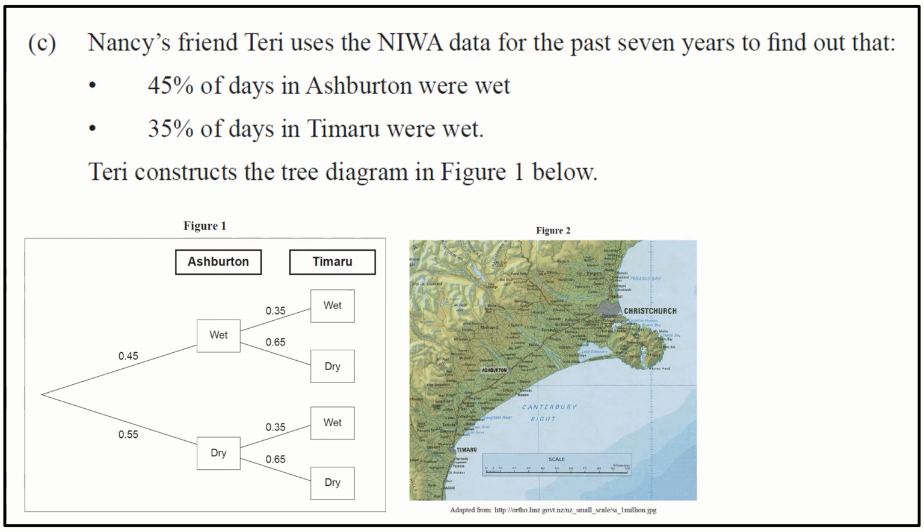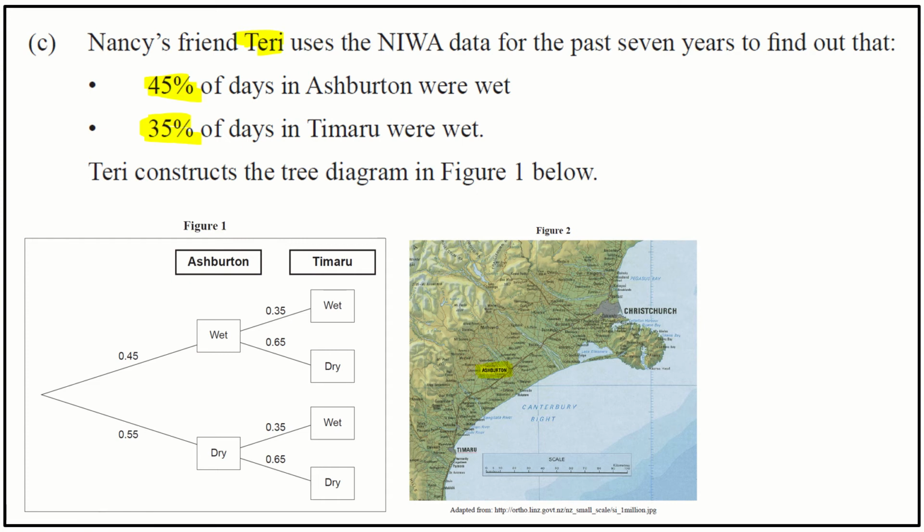So what we've got here is a friend, Terry, who is using some data, and he found that 45% of days in Ashburton were wet and 35% of days in Timaru were wet. And so Terry's constructed the tree diagram that we see below. Now we've also got a map there. This map is quite useful because it shows us that we've got Ashburton and Timaru and where they are.